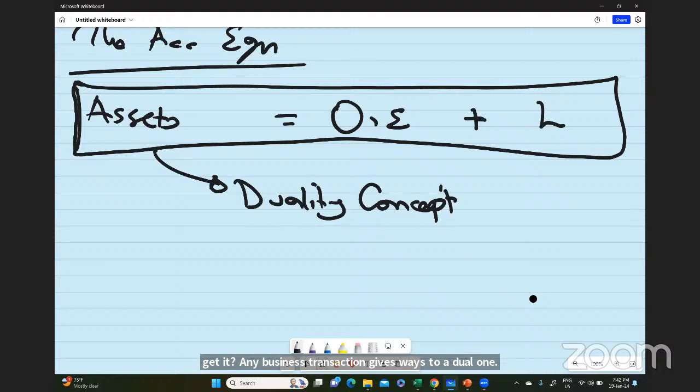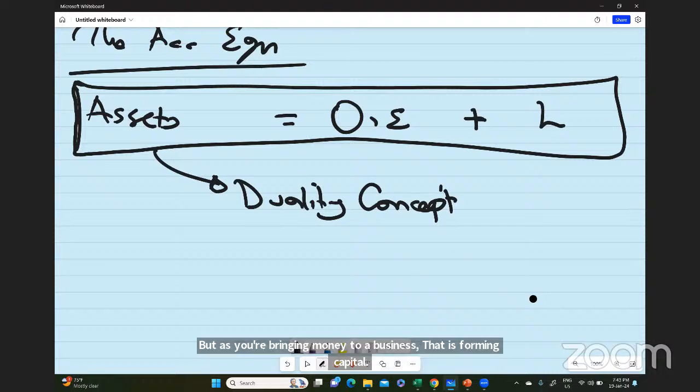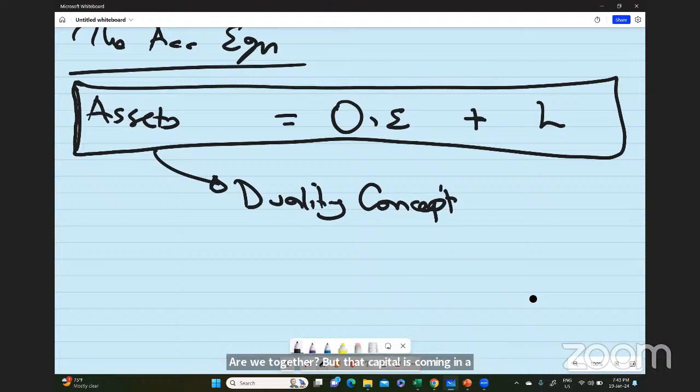And I think from the examples that I've given, we have been seeing some sort of a dual effect. A transaction, for example, bringing capital to a business, that is a transaction or an event. Are we together? You're bringing money to a business. But as you're bringing money to a business, that is forming capital. Are we together? But that capital is coming in a certain form.